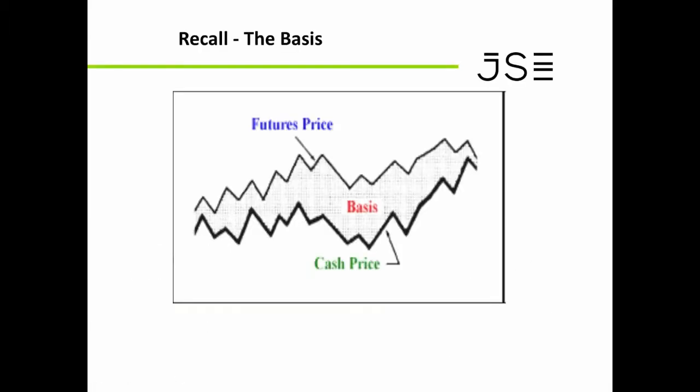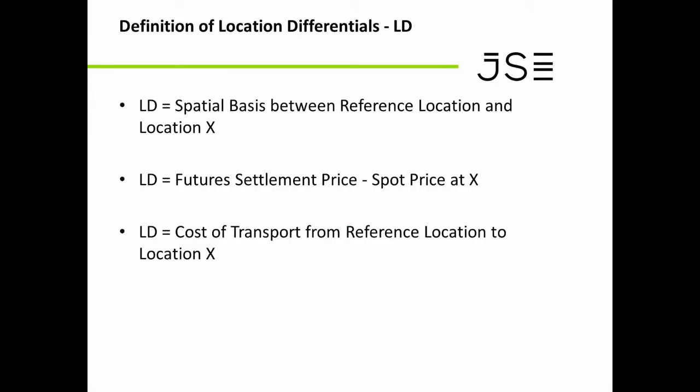Let me start by recapping what we covered in the last presentation, which was on the concept of basis. We said that basis was basically the difference between your going futures price and the going cash price in the spot market. In other words, the difference between those two is referred to as basis. Location differential is a similar concept, although we specify it as what we call spatial basis, and I will cover that in more detail.